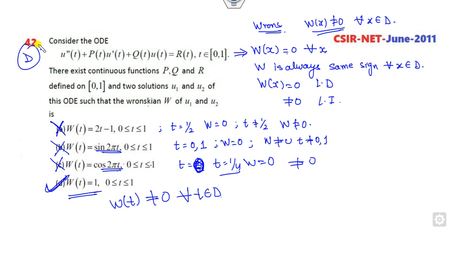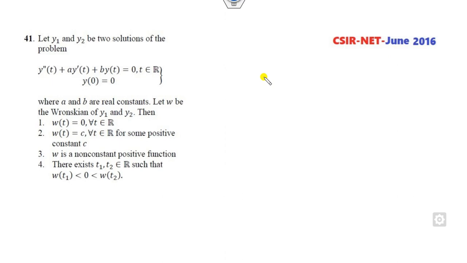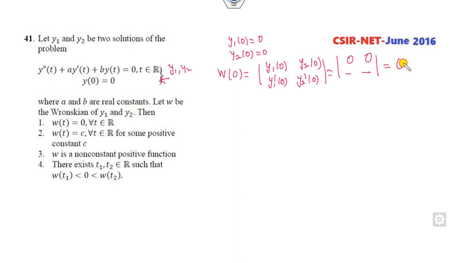Okay, look at this one. Again, this is the Wronskian. We will follow the same property. Y1 and Y2 are the solution of this, so it means Y1 and Y2 satisfy these conditions. So it means Y1 0 is 0, Y2 0 is equal to 0. Fine. So whenever these conditions are 0, Wronskian at the point 0 is the determinant of y1 0, y2 0, y1 dash 0, y2 dash 0. So that will be 0 0. This is unknown, this is unknown, still it is 0.